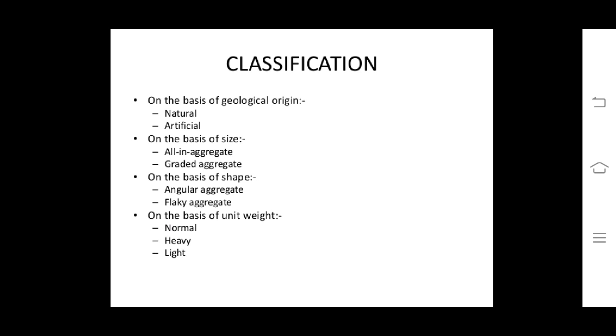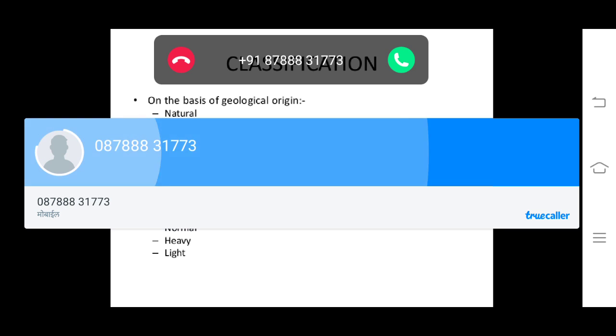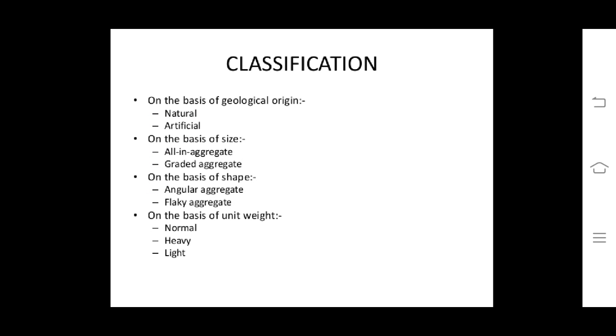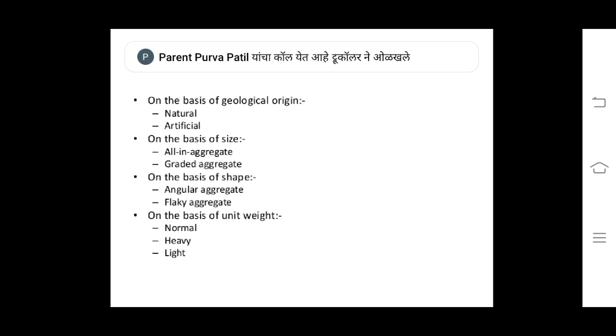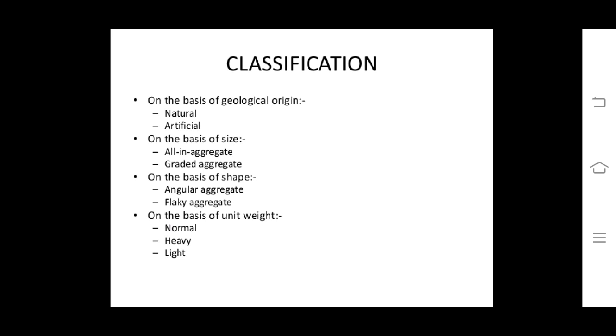The classification of aggregates is based on various types, such as on basis of geological origin, on basis of size, on basis of shape of aggregate, and on basis of unit weight. The classification based on geological origin has two types of aggregate, natural aggregates and artificial aggregates.